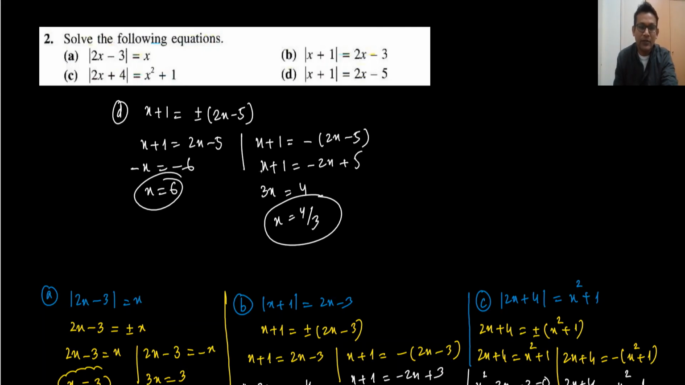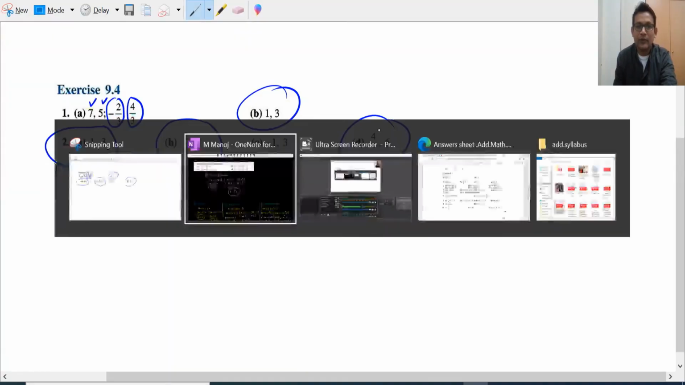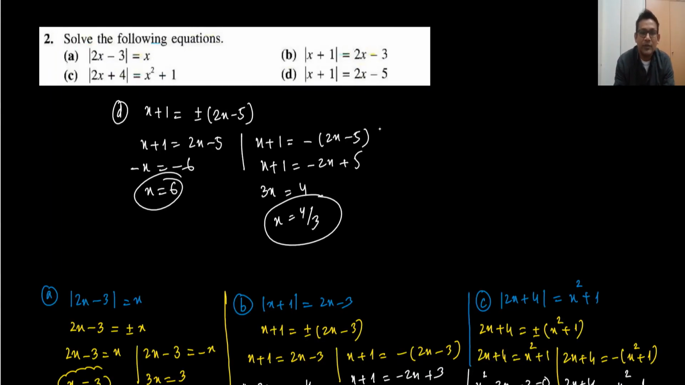So let me check the answer: 6 and 4 upon 3. Absolutely, we have done it. By this way, we understood how we can solve absolute value function or modulus equations. It's very simple, and this is what we mean by modulus functions. So thank you so much, and have a nice day.